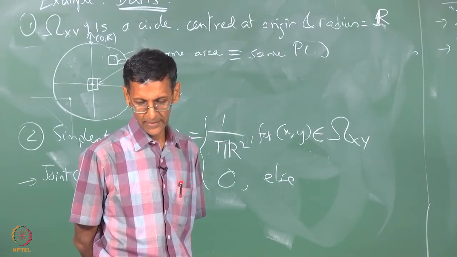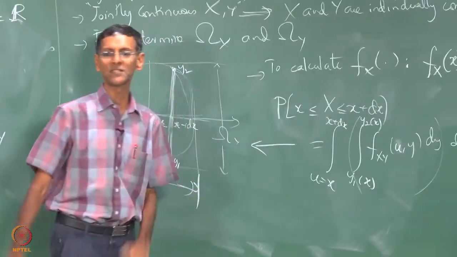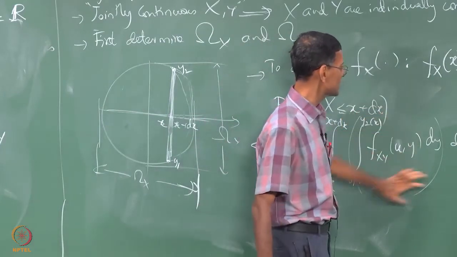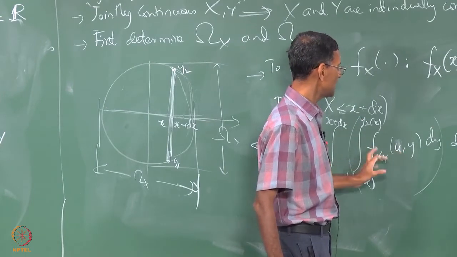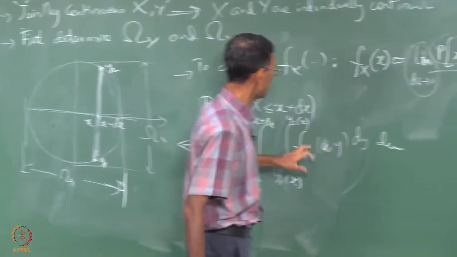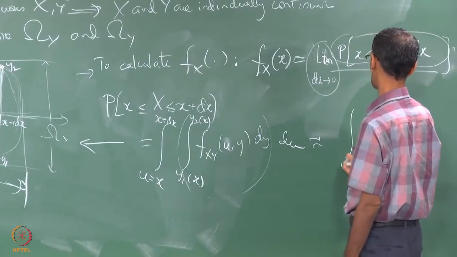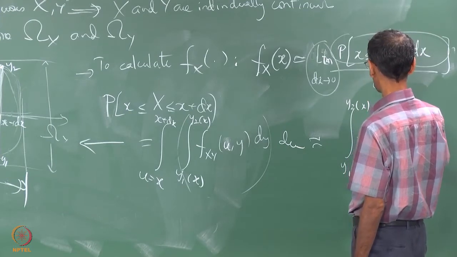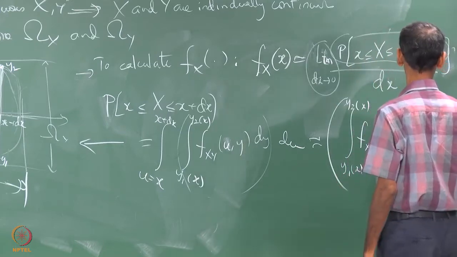So if you do all this, what do you get? If you assume that this fxy does not vary much as you go from x to x plus dx, this integral will stay as it is, if this is constant over the variation with x. So this will be roughly equal to the integral from y1 of x to y2 of x of fxy of x comma y dy, the whole thing multiplied by dx. Can I say this or not?